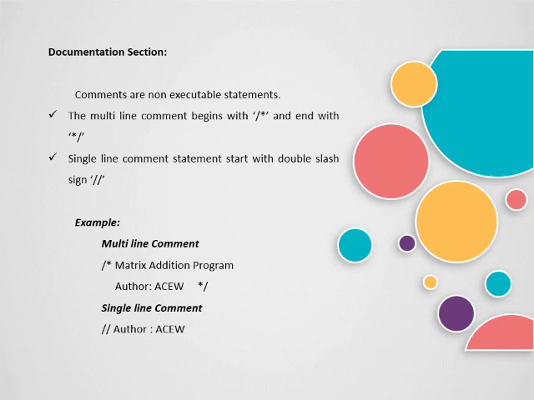Documentation section. Comments are non-executable statements, and there are two types of comments. They are multi-line comment and single-line comment. Multi-line comment is used when the details that need to be documented are more than one line. The multi-line comment begins with /* and ends with */ sign. The single line comment starts with a // sign. For example, in the multi-line comment, here the matrix addition program and author ACW, so there are two lines for the comment, so we are using a multi-line comment. And in the single line comment, // is used.